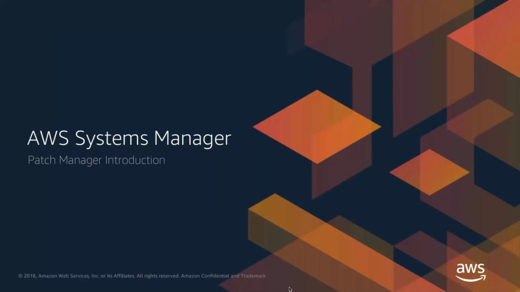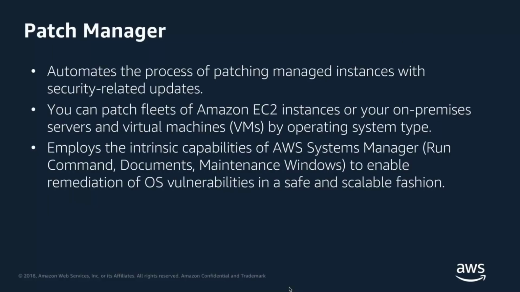So let's look into Patch Manager. What is Patch Manager? Patch Manager allows you to automate the process of patching managed instances, both EC2 instances or your on-premises instances, or really any virtual machine that is running the AWS Systems Manager agent. And then you can deploy security-related updates using Patch Manager. For Linux-based instances, you can also install patches for non-security updates. Patch Manager leverages the intrinsic capabilities of AWS Systems Manager, like Run Command, documents, and maintenance windows, to enable remediation of operating system vulnerabilities in a safe and scalable fashion.